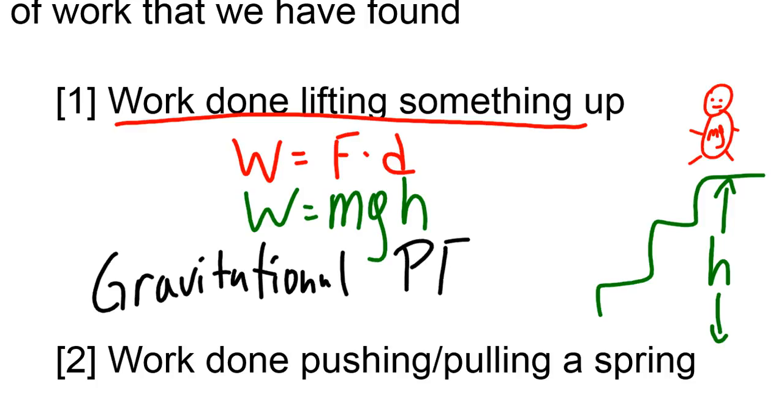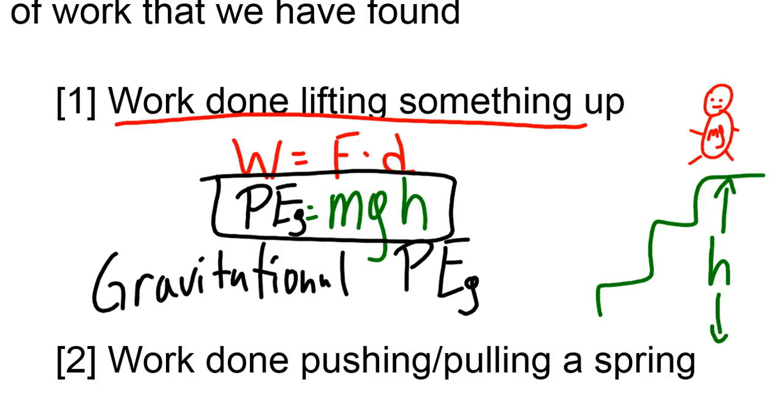I'm going to abbreviate with the letter PE for potential energy. Oftentimes we just put a little subscript G there for potential energy. And because of the work-energy theorem, because work results in the change in energy, that means if you did mgh worth of work, you're going to get mgh worth of gravitational potential energy. And so there is our formula for gravitational potential energy.